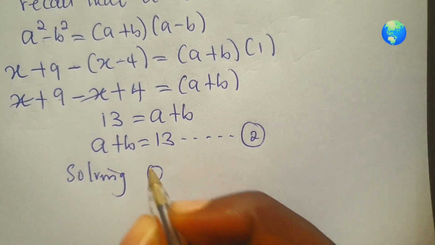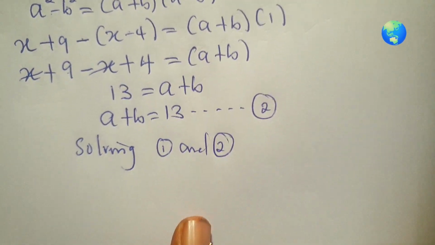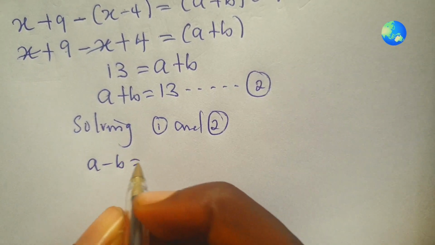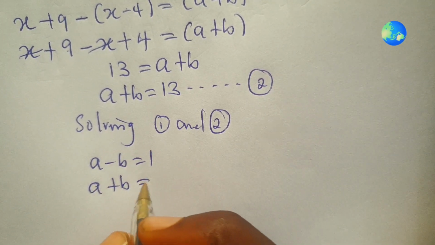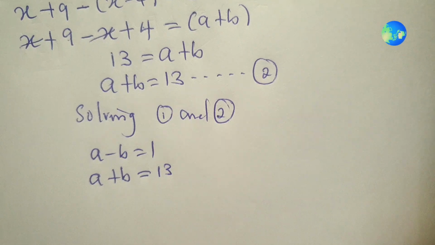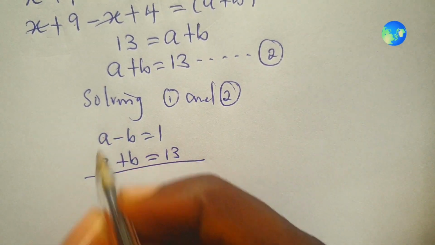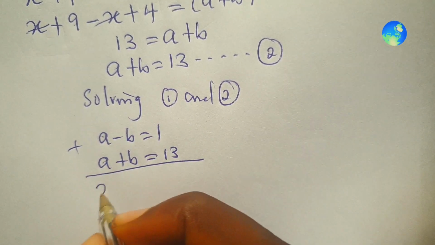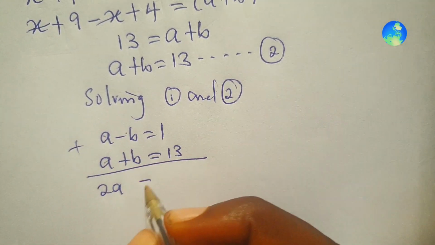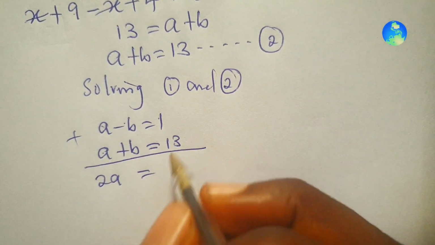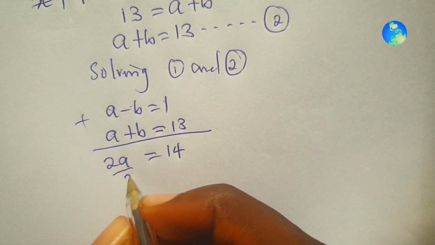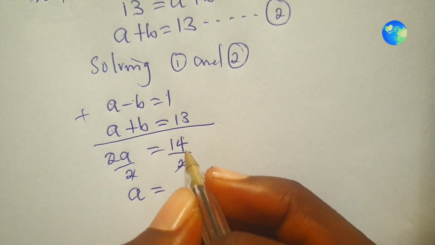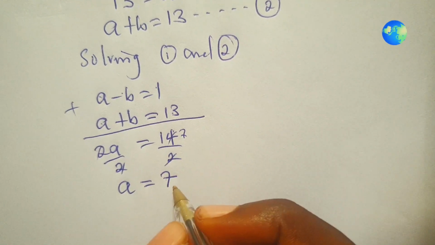Solving 1 and 2, we have a minus b equals 1 and a plus b equals 13. I want to solve it simultaneously, so let's just add them up so that b can cancel out. Adding equations 1 and 2, a plus a is 2a, minus b plus b is 0, equal to 1 plus 13, which is 14. If I divide both sides by 2, I have a equals 7.